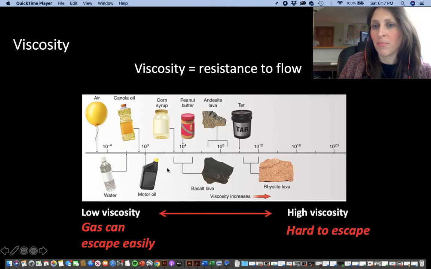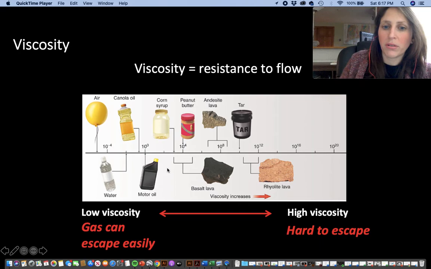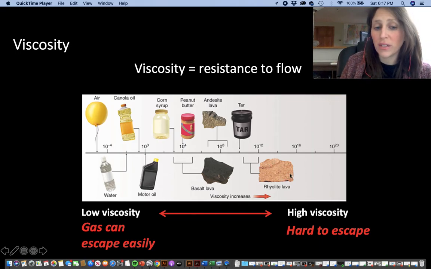You have this thickened material, but it's able to flow, it's able to move. Whereas you have rhyolitic lava. So this is our most felsic type of magma. This is on the scale of tar. So you can imagine that it definitely can move, but it's extremely difficult to move.